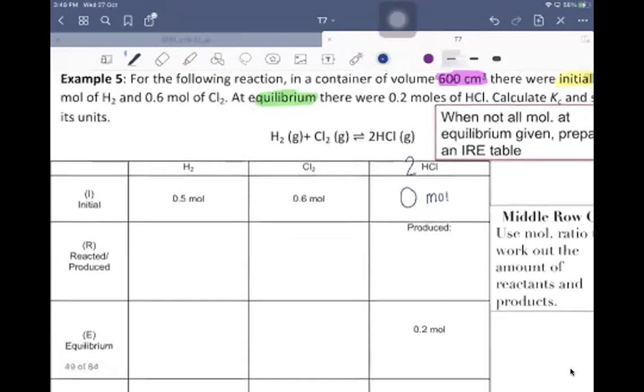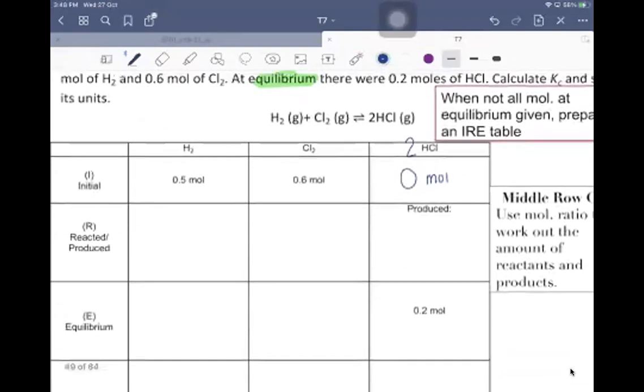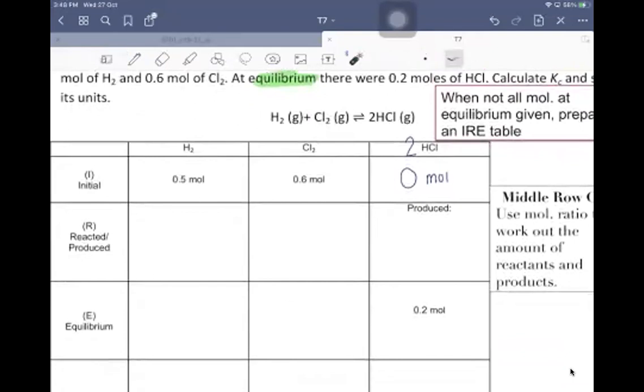Now, what else do I know? I know that at equilibrium, there were 0.2 moles of HCl. That HCl is my product. So I've already included the number here. I know for HCl, the equilibrium amount is 0.2 mole.